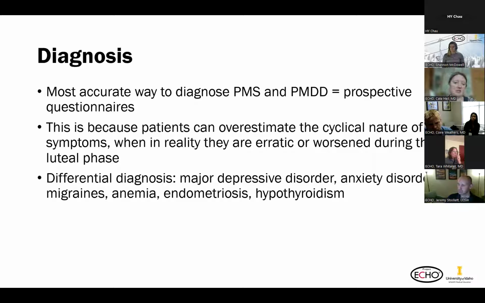And then again, when we are talking to folks, we need to have a broad differential diagnosis, including both psychiatric and physical or organic disorders, including major depressive disorder, anxiety disorders, migraines, anemia, endometriosis, and hypothyroidism. So we rule out those medical things and other psychiatric disorders, and provide folks with the ability to keep a diary of their symptoms.